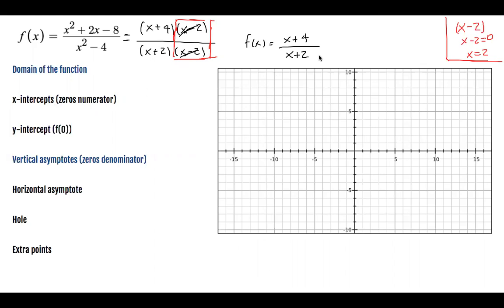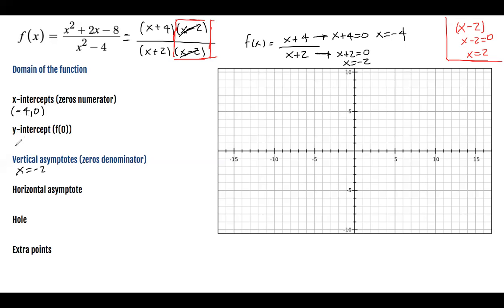We're going to find the vertical asymptotes. For the vertical asymptote, we are going to use x plus 2. We're going to set it equal to 0, and the vertical asymptote is minus 2. So we're going to write x is equal to minus 2. The x-intercept comes from the numerator. So we're going to have x plus 4. We're going to set it equal to 0, and we're going to end up with minus 4. So that means that the x-intercept, we only have one, is going to be minus 4, comma 0.